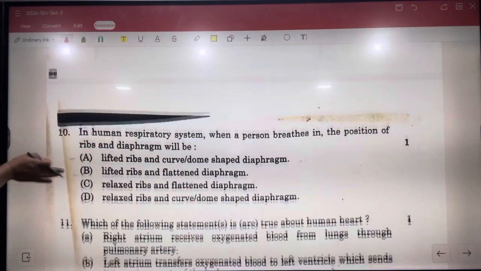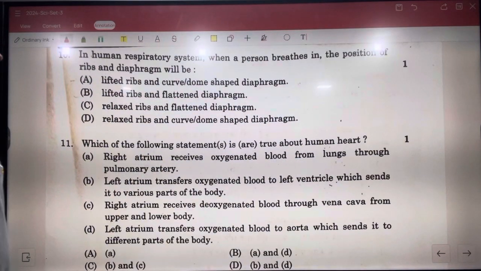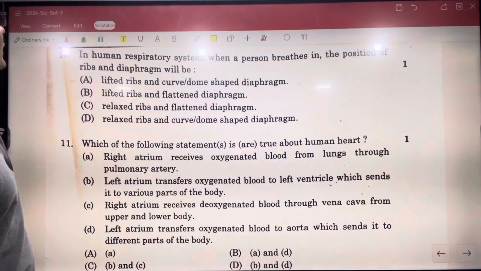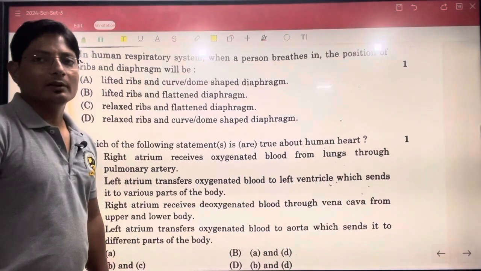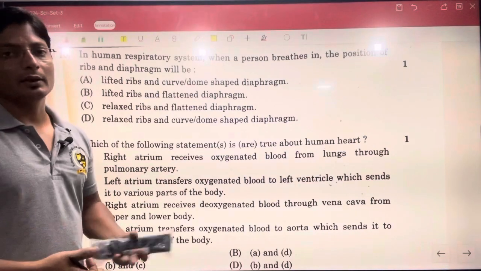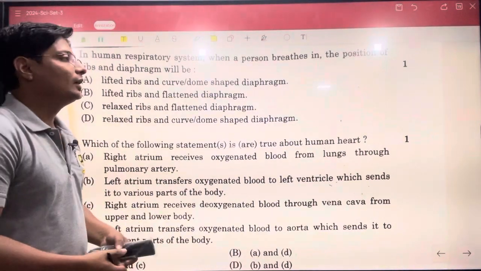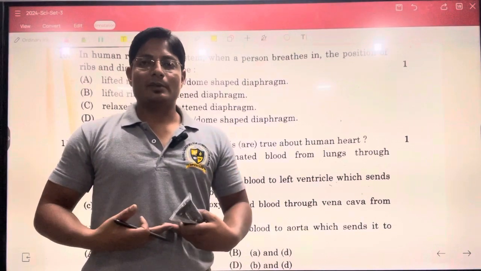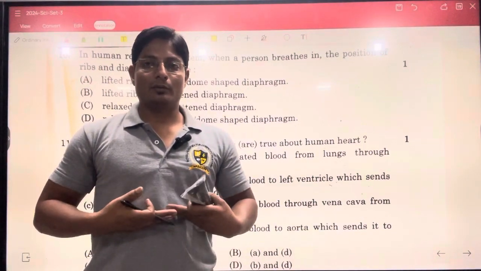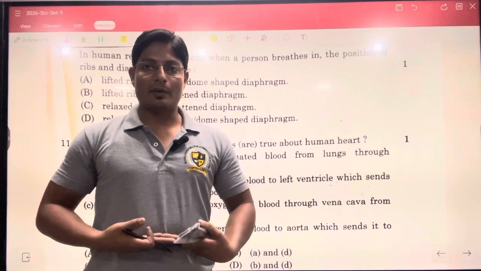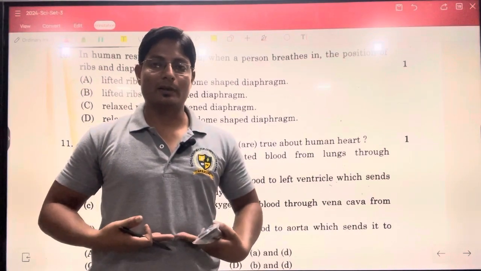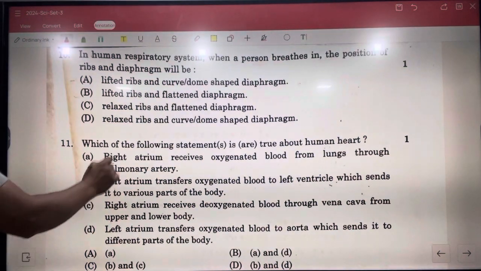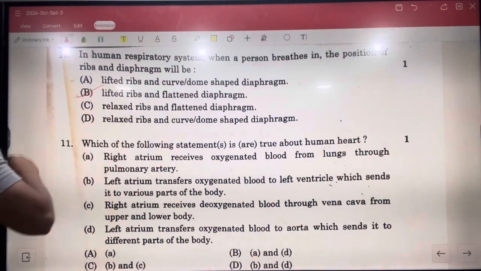Fine. Then coming to question number 10, in the human respiratory system, when a person breathes in, the position of ribs and diaphragm will be. Here it is a very simple thing to answer because we can do that while writing the exam also. When you inhale the air, what happens? The ribs are lifted up. At the same time, to pull the air inside, the diaphragm has to move downwards, so it becomes flattened. So that option you have to check here. So lifted ribs and flattened diaphragm, option B.